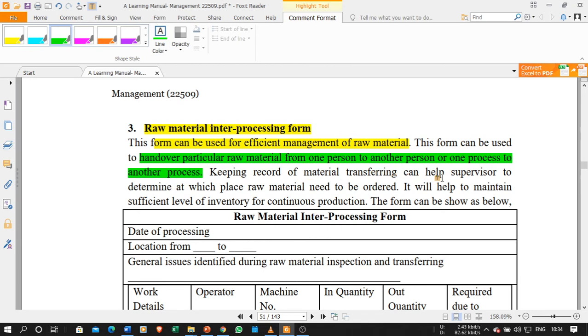Keeping record of the material transferring can help the supervisor to determine at which place raw material needs to be ordered. So when I am going to use this, this will help the supervisor to maintain the inventory. Okay, and remember one thing, inventory is very very important. Okay, so what is the inventory? We are going to place some stock.